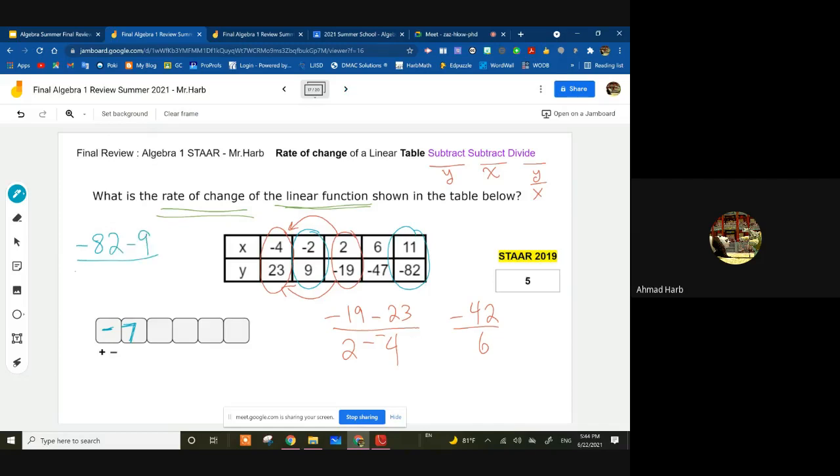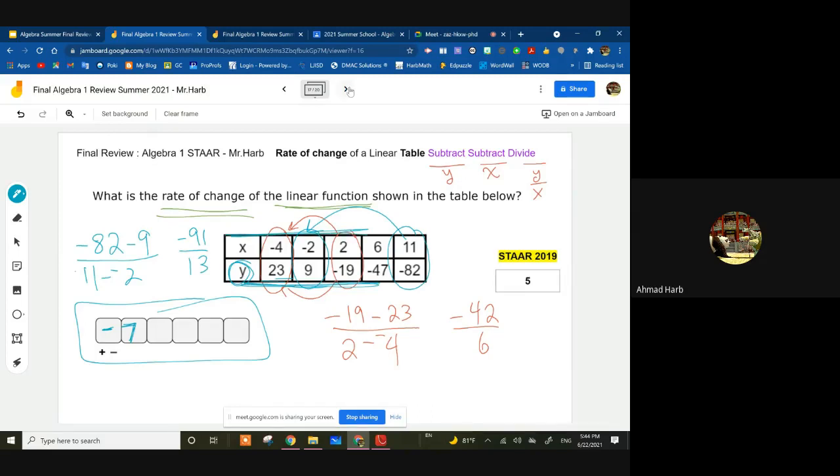That should give you negative 91. And 11 minus negative 2, that gives you 13. And negative 91 divided by 13 also gives you negative 7. So whichever points you select, it has to be the same answer. Now notice the y's in this direction, and these are the y values. And the x are these values on the top. Okay, so that's the answer for this one.